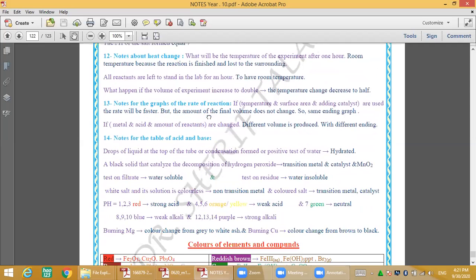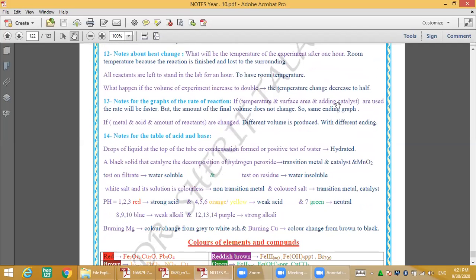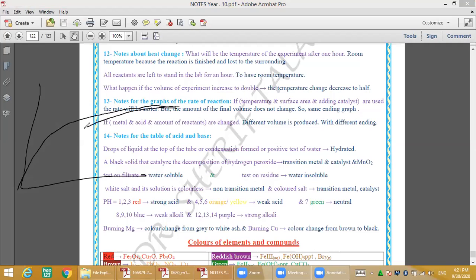For graphs of rate of reaction, as the temperature or surface area increases or a catalyst is added, the rate of reaction will be faster, but the final volume will be the same. Rate affects speed, not amount. So for the rate, the speed will be faster and the time will decrease, but the total volume must be the same. For example, if I have two reactions, one using a catalyst and the other without, you will find that for the one catalyzed, or with more surface area or increased temperature, the final volume will be the same.